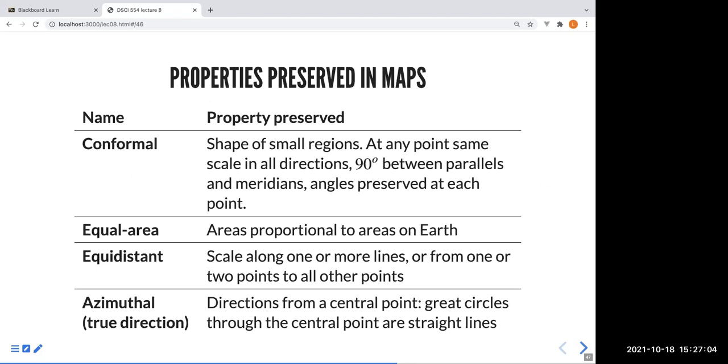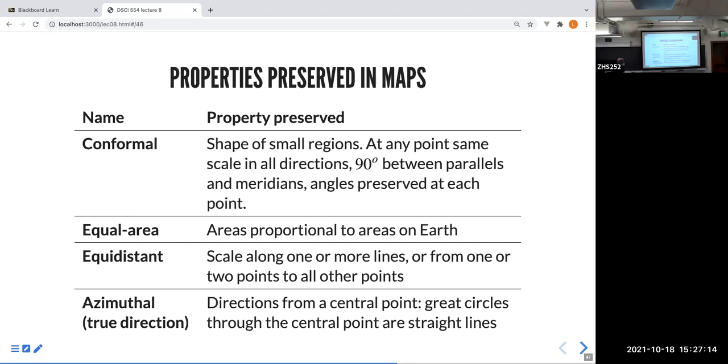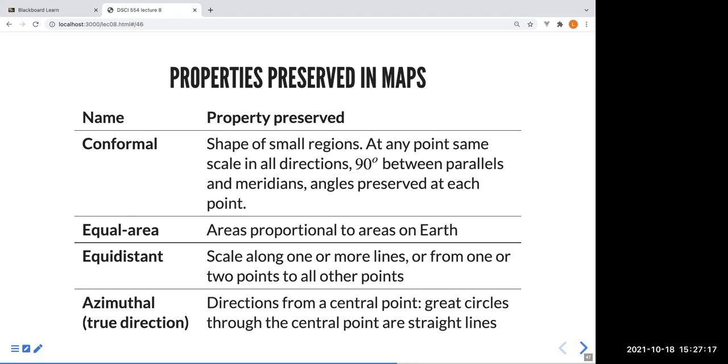And obviously, each projection is going to be useful for preserving one property. And each map that you create, you will want to make it so that the property that is preserved is going to be useful for showing the information that you want to put in the map, right? So the different properties are listed here. I'm going to go through each one of them so we understand them.